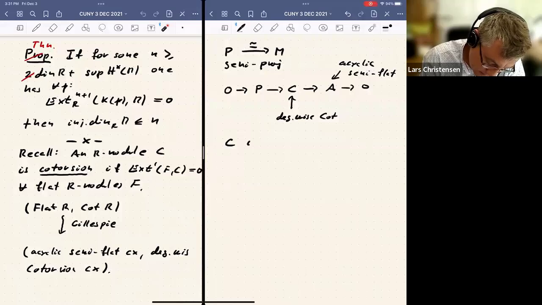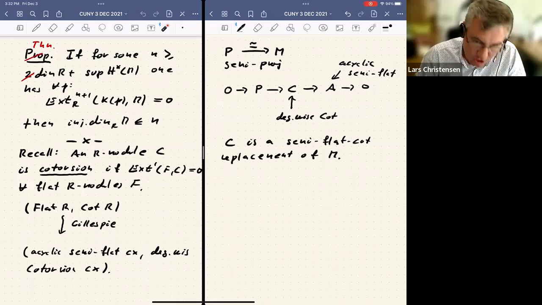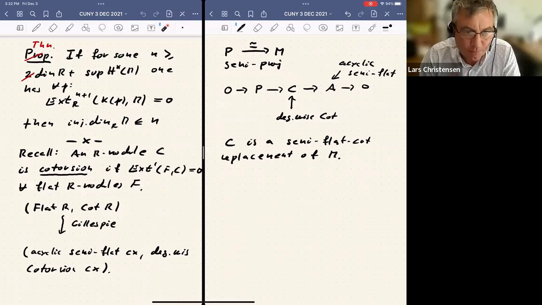So the C here is a semi-flat cotorsion replacement of M. So such gadgets exist. And what Peter Thomson started tinkering with in his thesis and later ended up working out with Tsuma Nakamura is that there's a good notion of minimality for semi-flat cotorsion complexes.